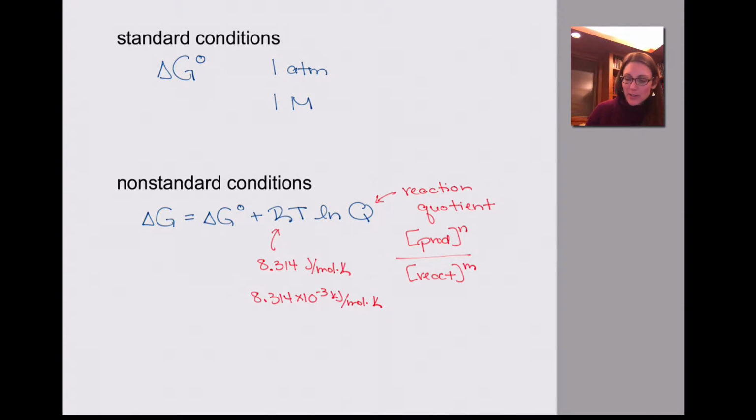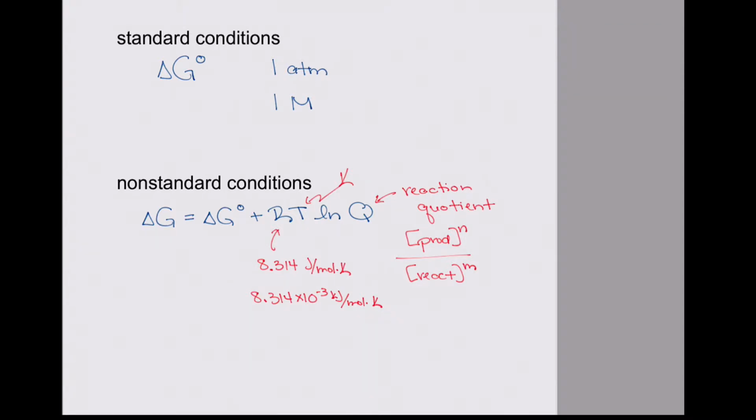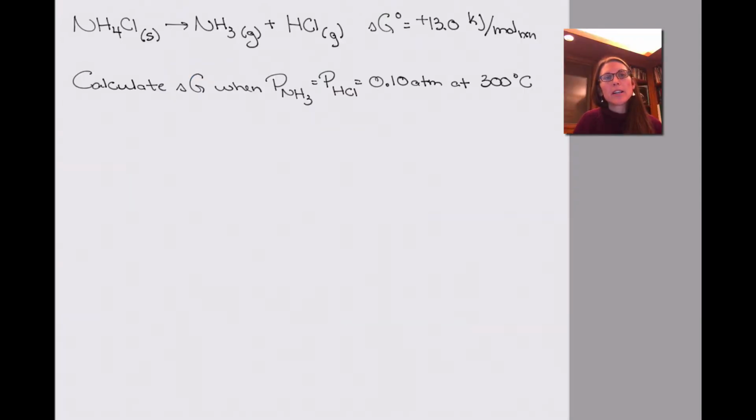And just as a reminder, of course, we have to be using Kelvin here for our temperature, since we have units of Kelvin in our gas law value there. So that's our value for delta G. Let's see how we can calculate delta G for a reaction under non-standard conditions. So let's take a look at an example.